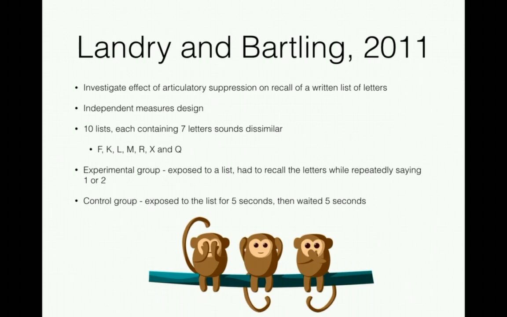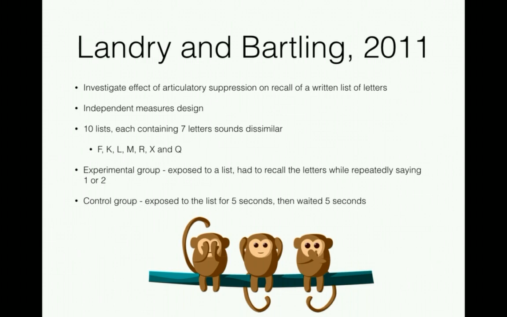Both the groups were exposed to 10 different lists of words, which had 7 letters that sounded dissimilar in each. Okay, so one list could be F, K, L, M, R, Q, X, Q. And for the experimental group, they were exposed to lists individually.